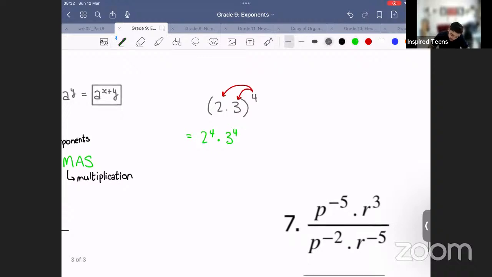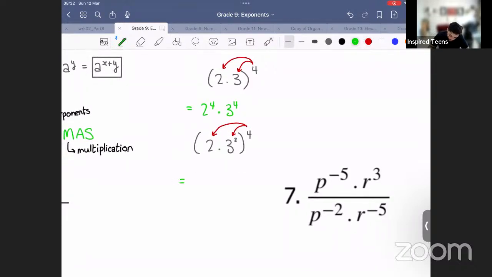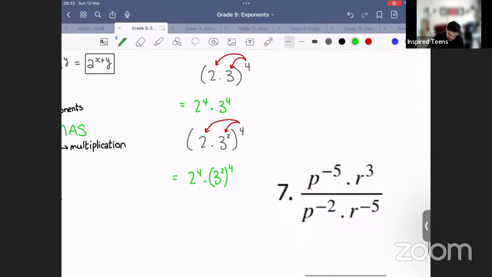Now when we add the squared, I have 2 times 3 squared to the power of 4. Now my term is 3 squared. I will do the exact same thing, but now I will just consider the squared. So I'm going to have 2 to the power of 4 times 3 to the power of 2. I'm not changing this term, I'm keeping it exactly the same, and I'm taking that term and putting it to the power of 4. The reason I put brackets is because we have two exponents, so as not to confuse them.